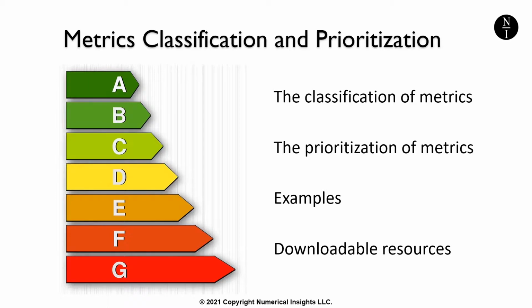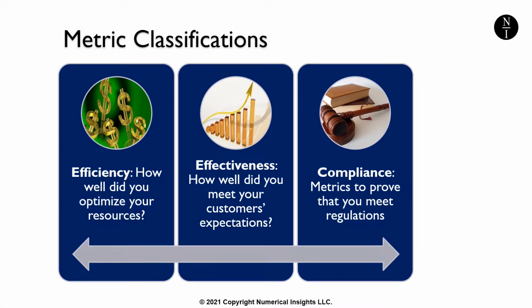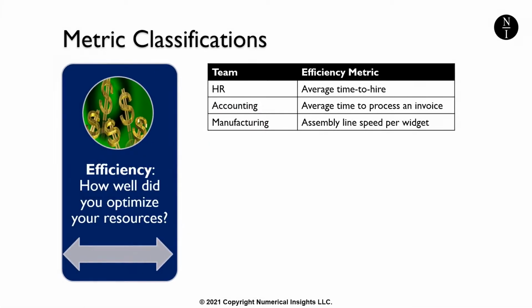I'll put a link in the resources. Now, on to classification. Metrics can be classified into several types: efficiency, effectiveness, and compliance. Efficiency metrics measure how optimized something is from a resource point of view. Resources are factors such as time or cost. As an example, if you work in HR, time to hire measures how fast the hiring function is performed. However, that doesn't measure how well the hiring process served its customers.